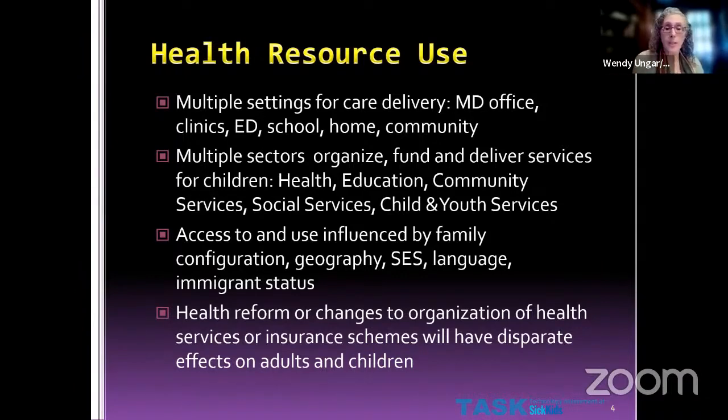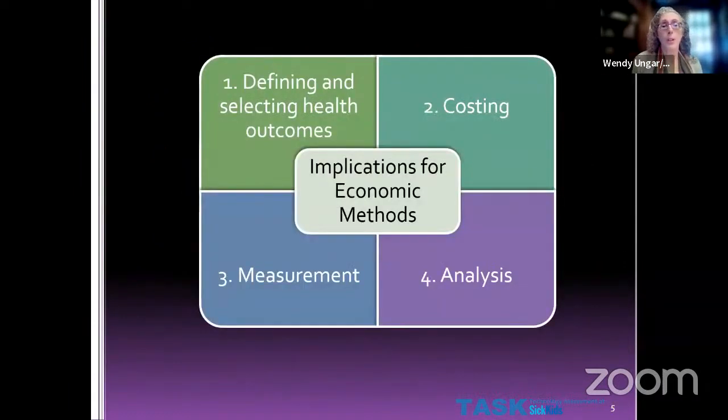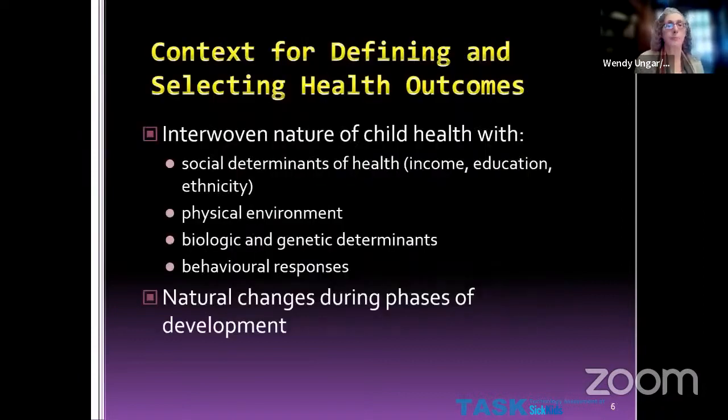And then when one considers the uniqueness of child health, one realizes that when health reforms are introduced or when funding decisions are made or policies are introduced, those policies will have disparate effects on children and on adults. So I want to just quickly go over, at a very high level, these specific implications for conducting health economics with regard to defining and selecting health outcomes, performing costing, measurement, and analysis.